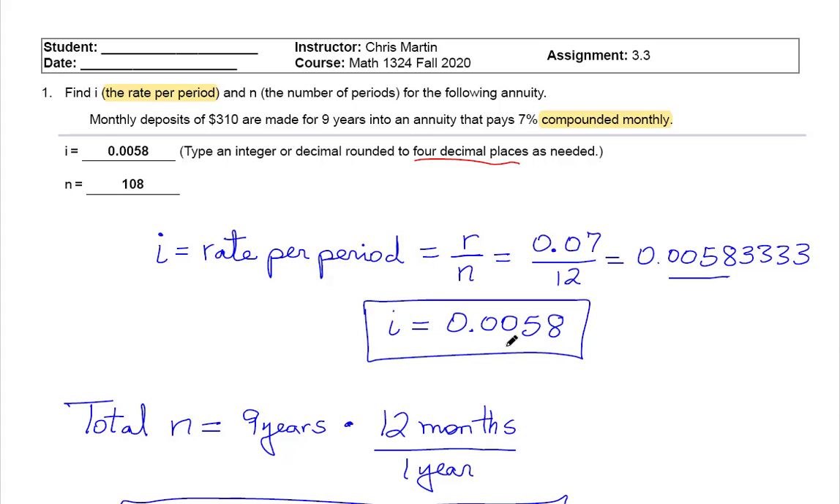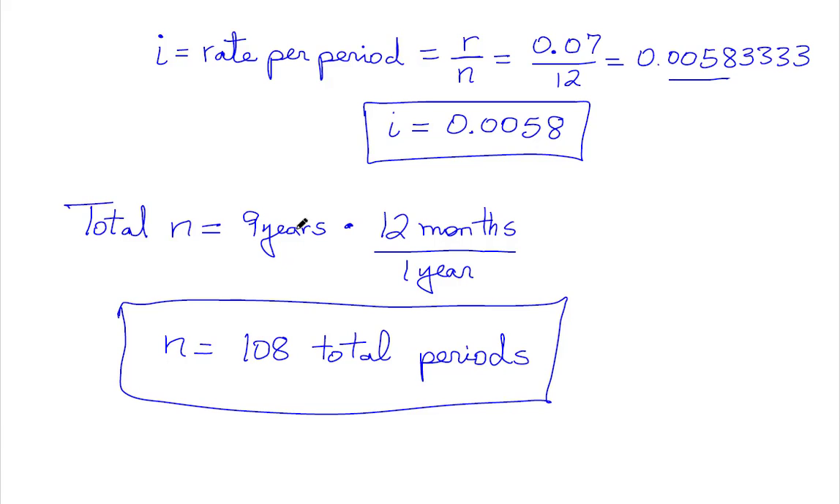Okay, and so what else do they want? They want us to find N, which is the number of periods, the total number of periods. Well, we're doing this for 9 years, 12 times a year, and so the total number of periods is 9 times 12. The years cancel, and we get 108 months or 108 total periods because this is done on a monthly basis.